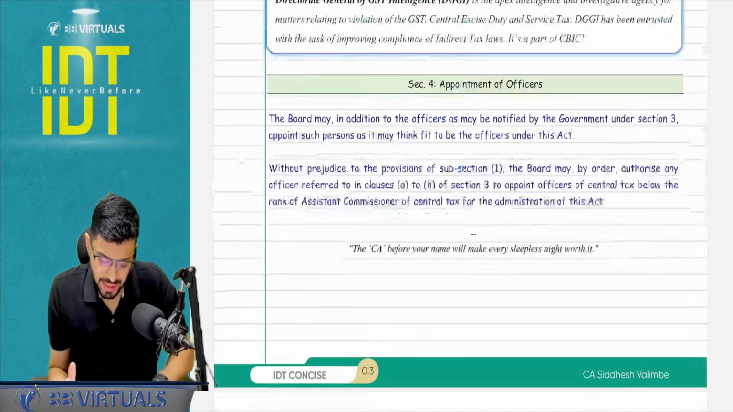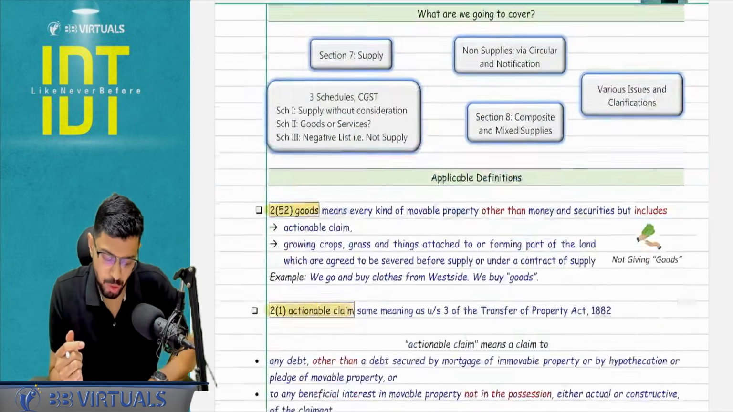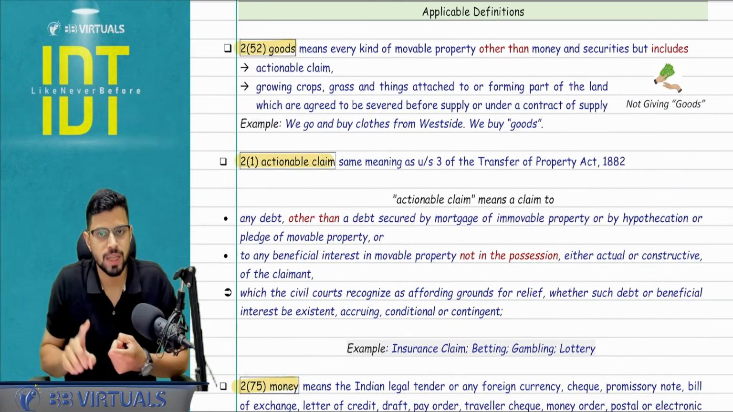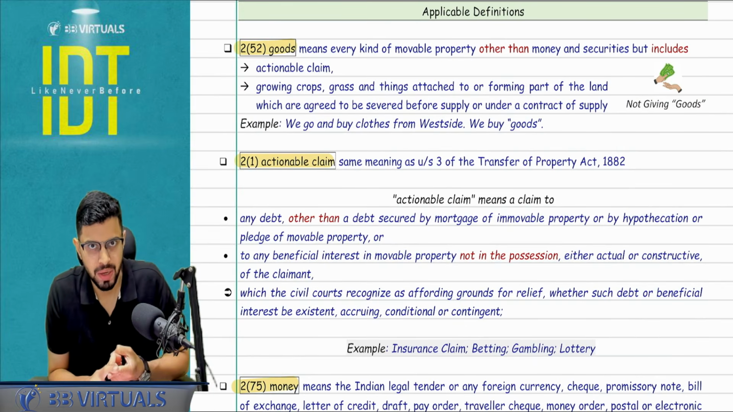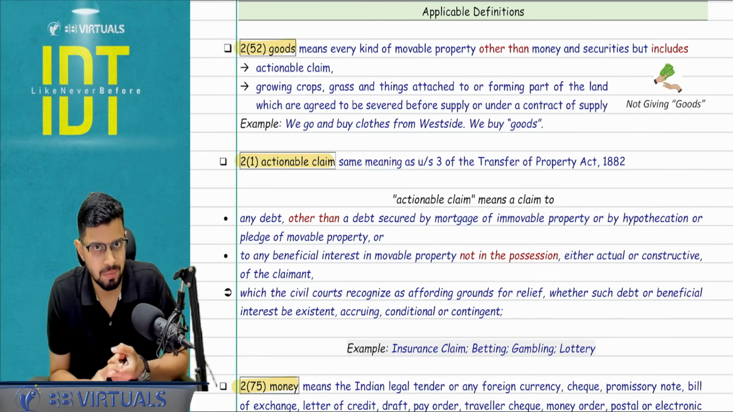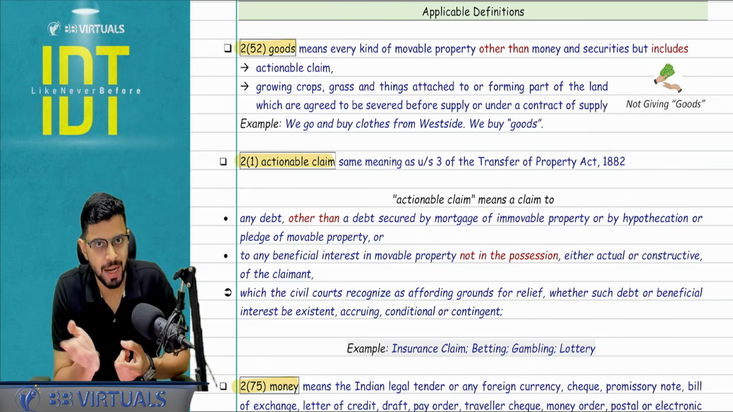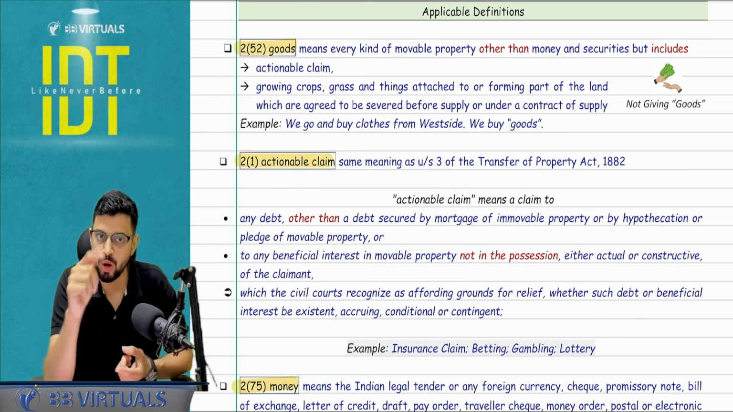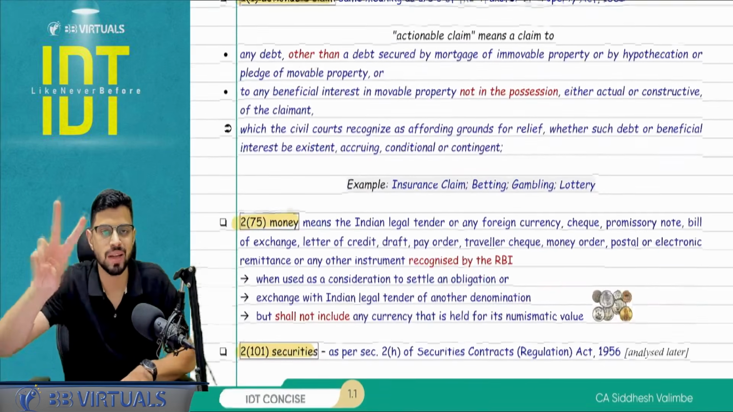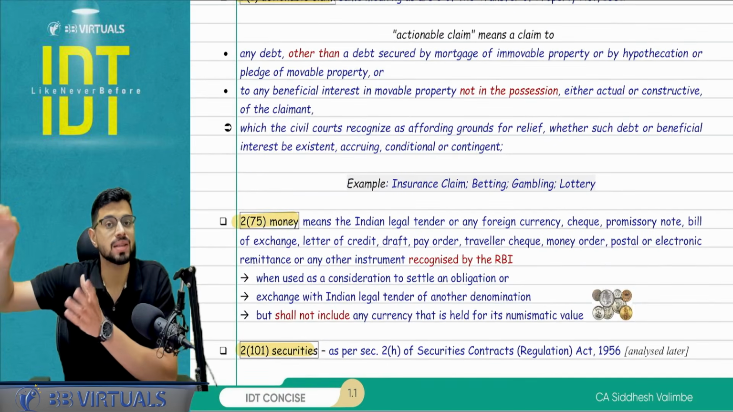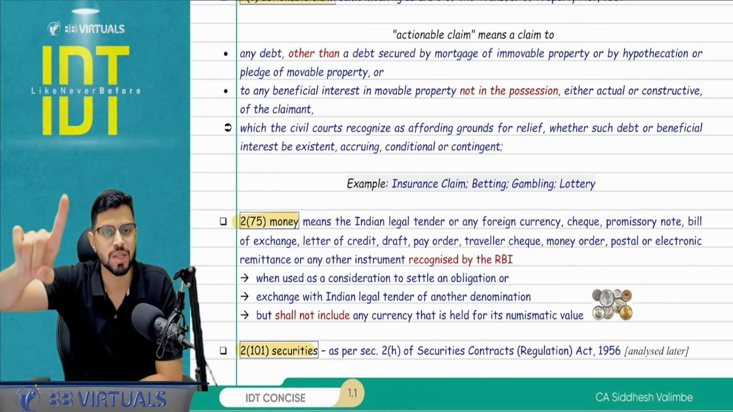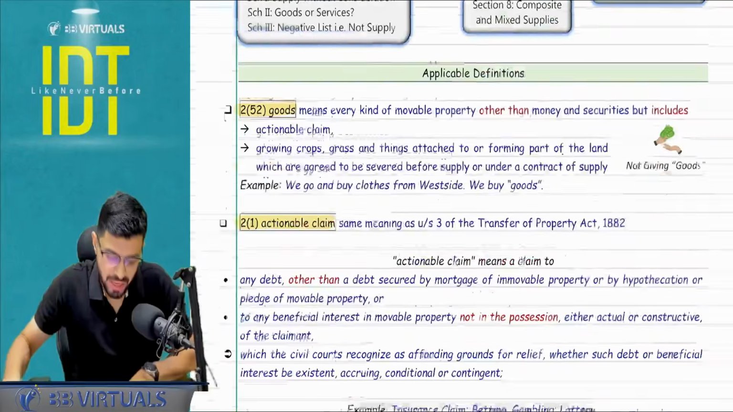Now, yesterday we also talked about the goods and services definition. Basically, goods is every kind of movable property except money, except securities, includes actionable claims, crops and grass provided they are agreed to be cut before or during the supply but not after the supply. Services are other than goods, other than money, other than securities, but the transactions with respect to money and securities are very much a supply. Yes, let's quickly revise that.